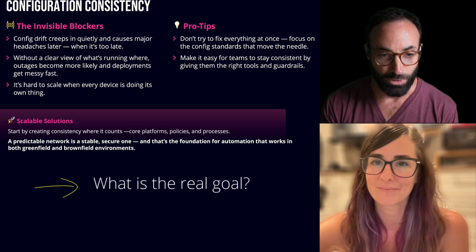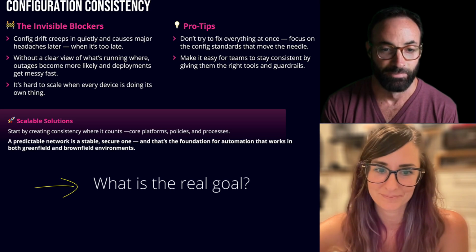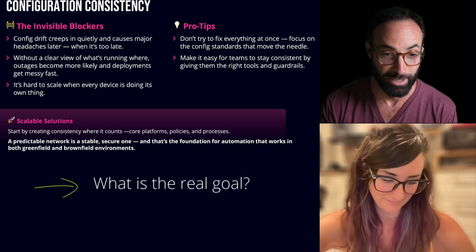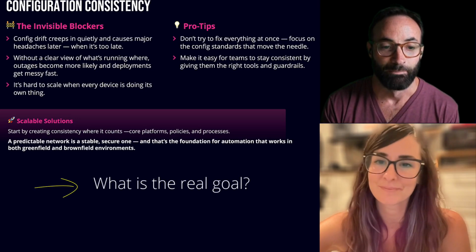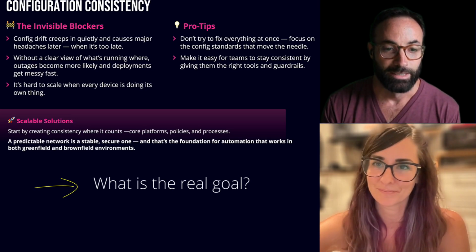So when it comes to maintaining correct state across a large distributed system like a network, we find that configuration consistency and compliance are very tightly coupled.